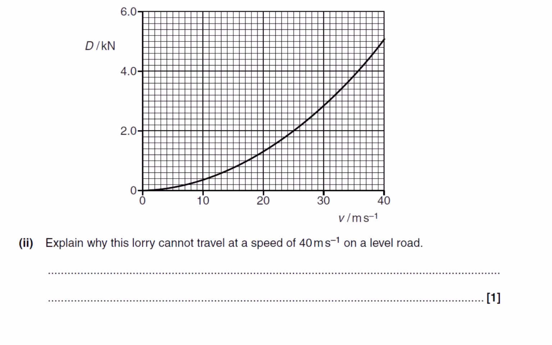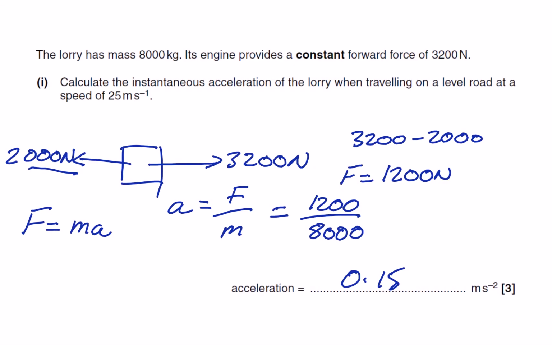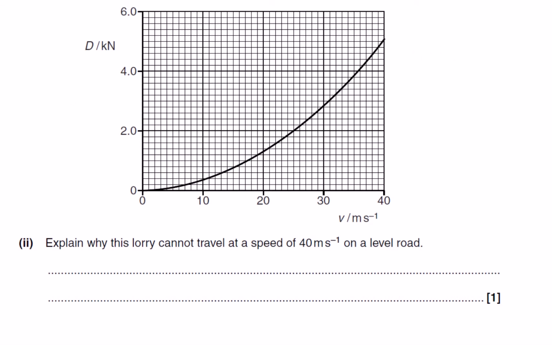And now we've got to explain why this lorry cannot travel at a speed of 40 meters per second on a level road. Okay, so I've put the graph into this bit as well because you need to know that. Let's have a look. If it was travelling at 40 meters per second, then it would have a drag force of around about 5,000 newtons. And if we remember from the previous question, the engine provides a constant force of 3,200, so because there's no gravity to help it, the drag force is greater than the forward force. So let's just write that down.